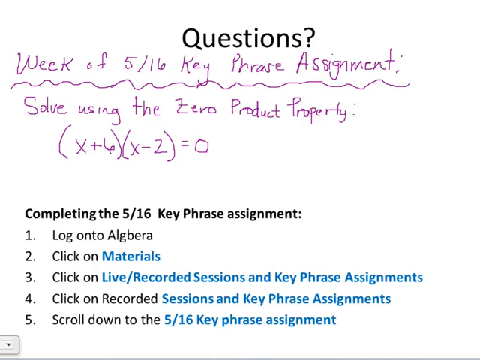We talked about the zero product property in the recording, how we can use it to solve equations like the one below. So I want you to use the zero product property to solve the equation below. I've got reminders on how to complete the key phrase assignment. Hopefully you're good on that now.